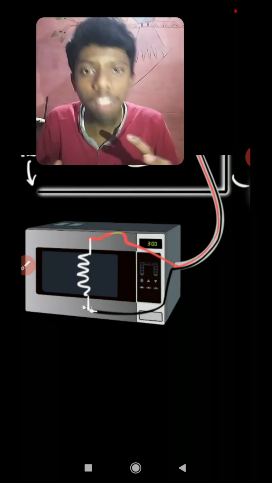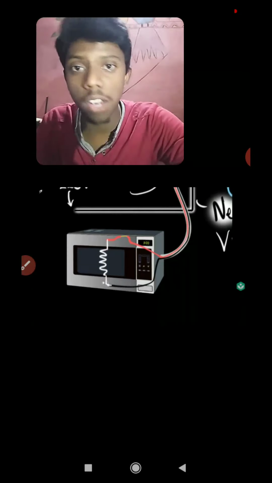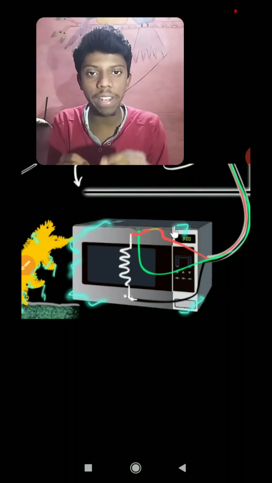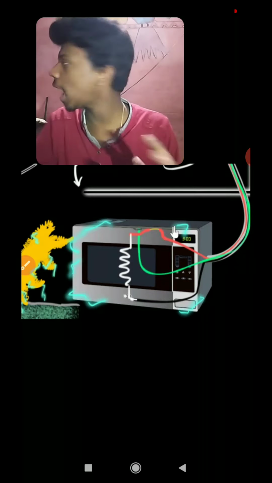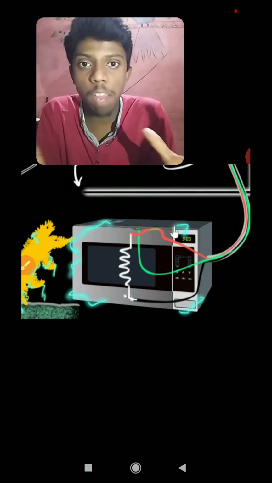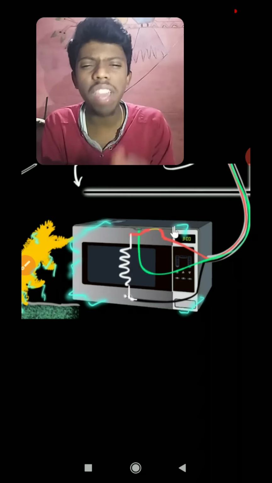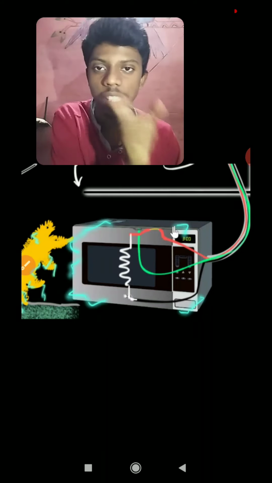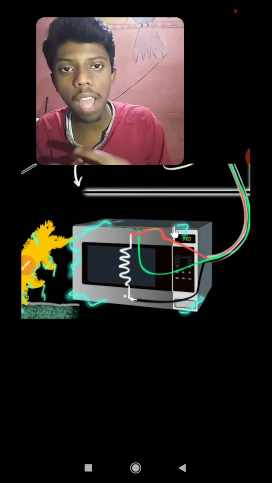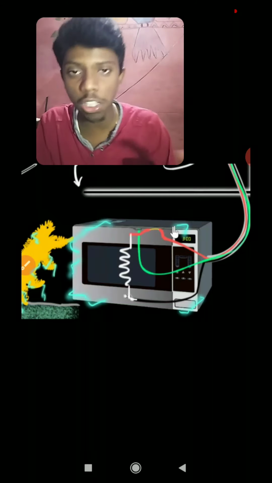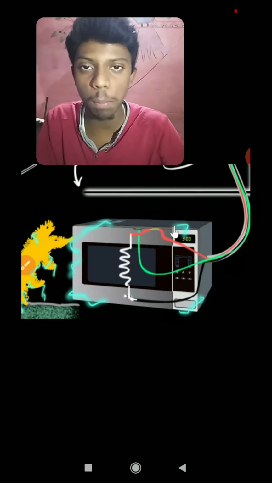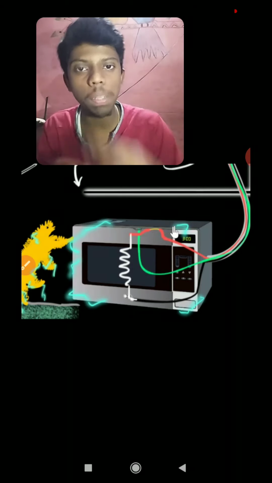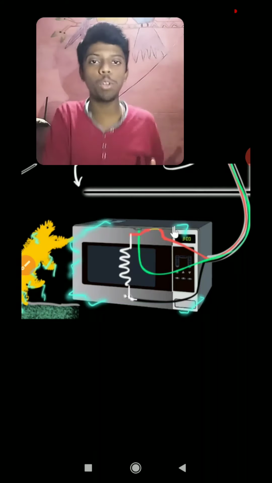In order to prevent this, what happens? The earth wire comes into the picture. Look here, you can see a green wire present on the metallic plate. That green wire acts as a saver for us because it provides a very low resistance path. Very important: the green wire has a low resistance path. Since it has a low resistance path, all the current which has leaked down is taken away by the green wire and given back to the earth itself.